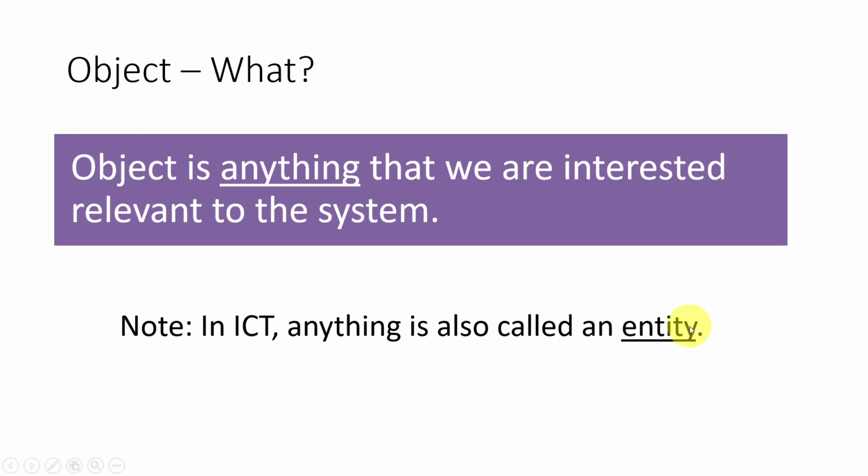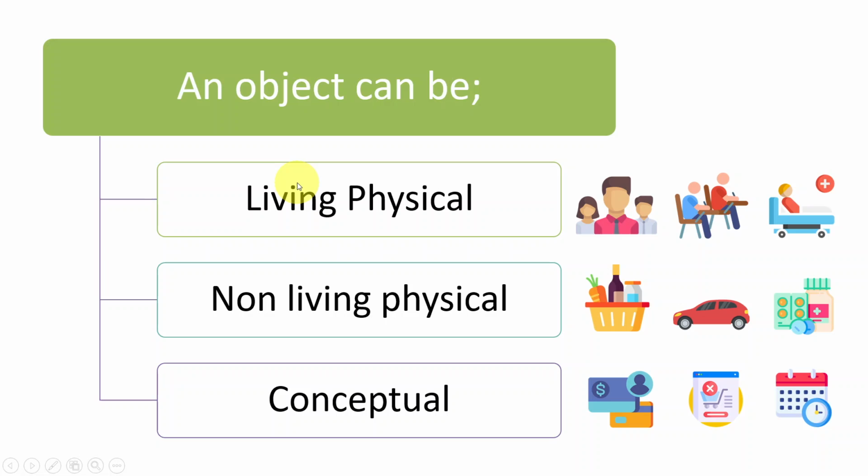Let's first look at what is meant by object. In object-oriented software development, an object is anything that we are interested in, relevant to the system. Another name for anything is entity. Since an object can be anything, we don't want to lose any of these objects when we are modeling. So therefore, let's try to categorize them.